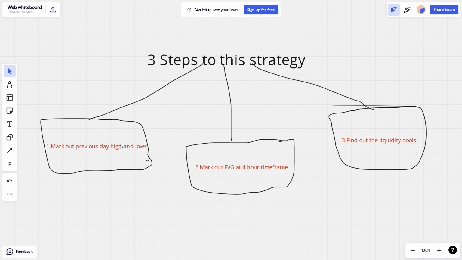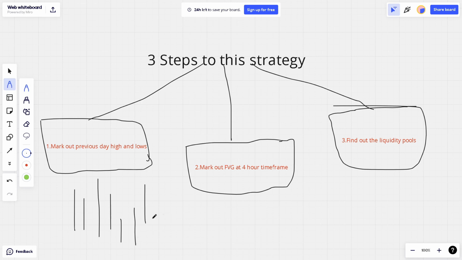The first step is to mark out the previous day highs and lows. Let me draw something. Let's say these are the candles. You basically have to go into the day time frame, and mark out the previous day highs and lows. So the previous day highs and lows would be this candle.